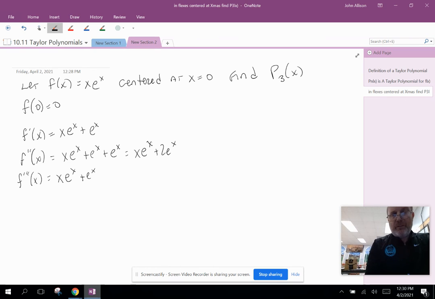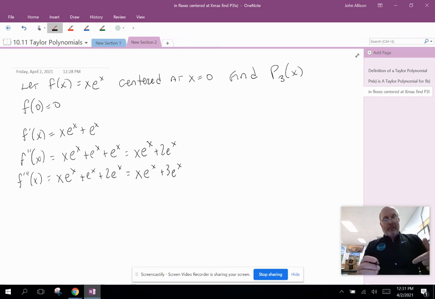And then take the derivative of 2e to the x, and we're going to get 2e to the x again. So this is x times e to the x plus 3e to the x. Now you might be able to see right now that if we did the nth derivative or the nth degree Taylor polynomial, we could continue on, and this would just end up giving us x times e to the x plus n times e to the x. That would be the nth derivative here.